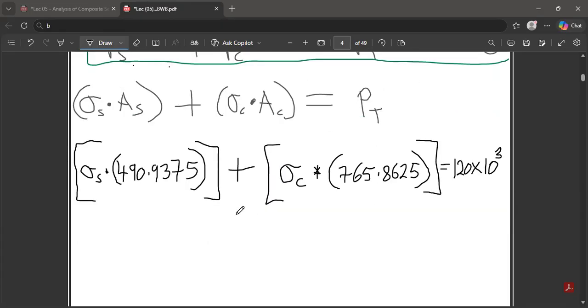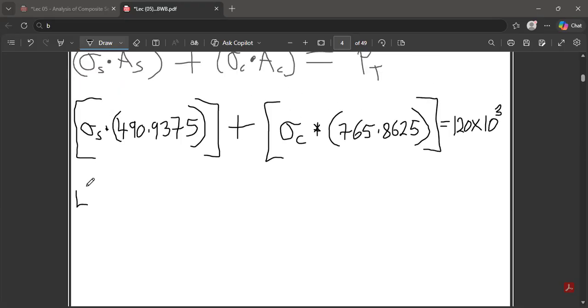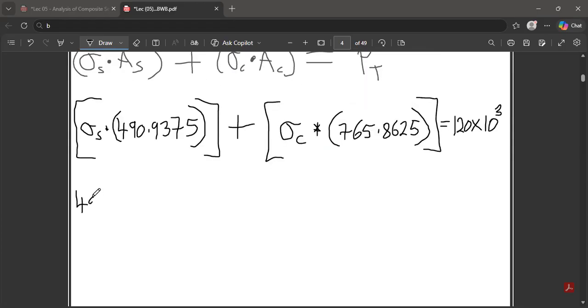Okay. So finally, this is going to give us a product of this. You should always write the numbers before the variables. So this is actually going to give us 490.9375. Whatever you are seeing over there, after the multiplication, is going to give us 490.9375. Then I can bring in my stress.